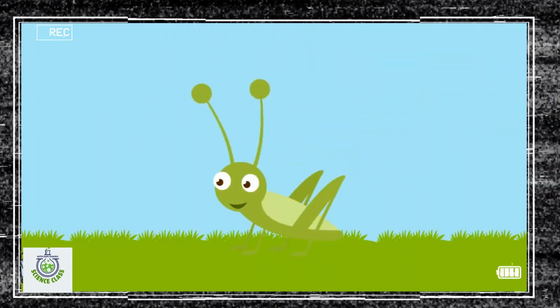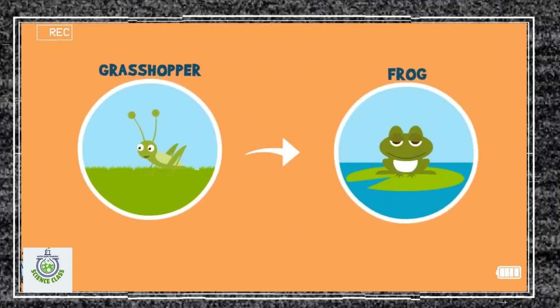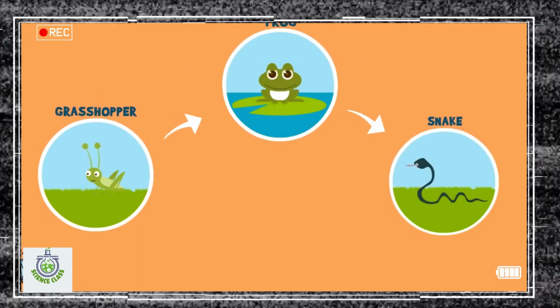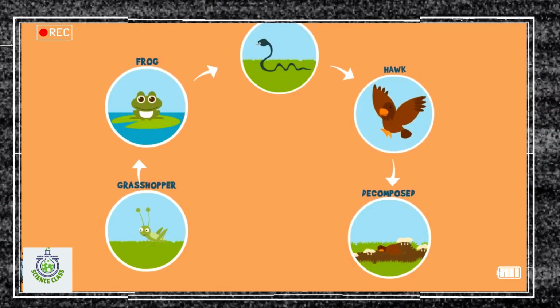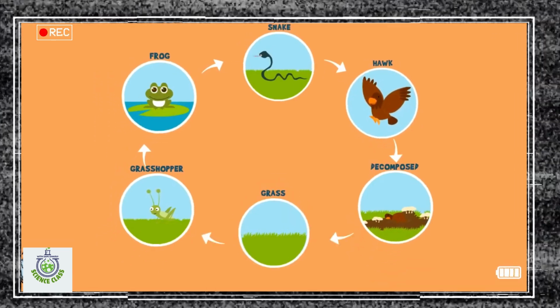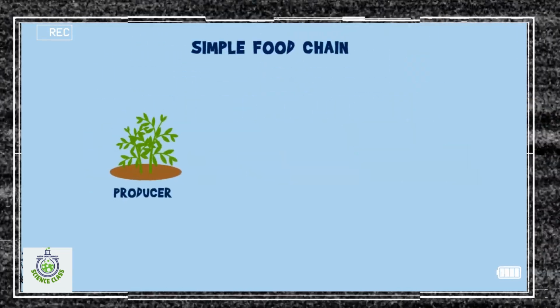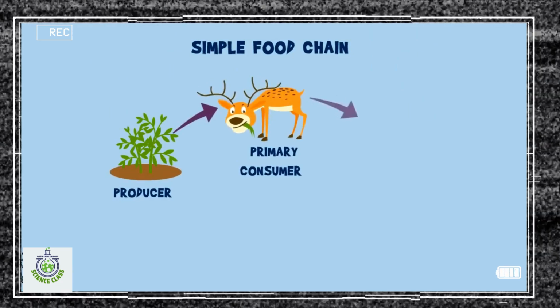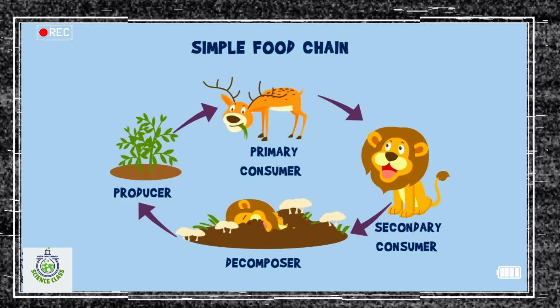Now, look at this food chain. The grasshoppers eat grass, and they are eaten by the frog. The snake eats the frog, and the hawk eats the snake. The hawk dies and is decomposed by the bacteria and fungi and becomes nutrients that is used by the grass. The food chains that we see, which has one producer, one primary consumer, and one secondary consumer, and decomposers, is called a simple food chain.